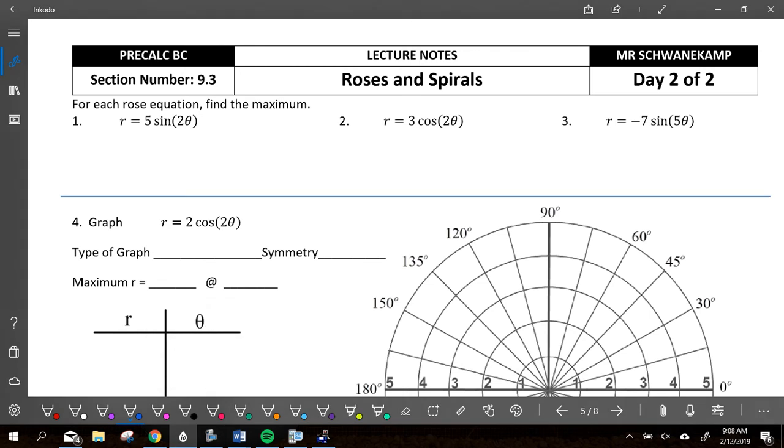Here we go. So we are graphing roses and spirals today. Focus on roses. Spirals are pretty straightforward when we do these things. For each rose equation, find the maximum. This is not a tough concept.